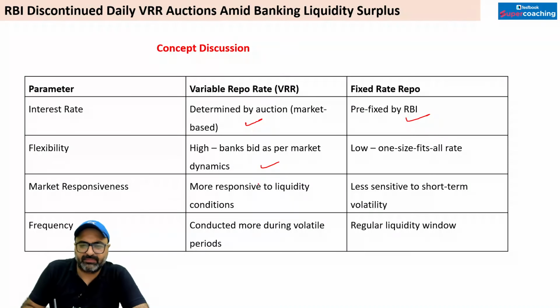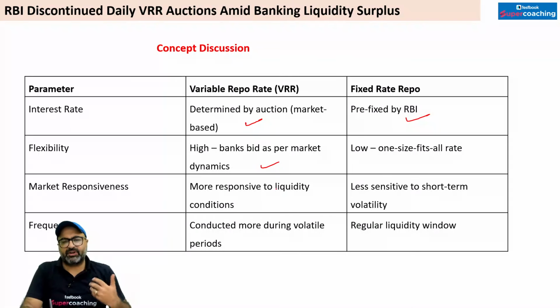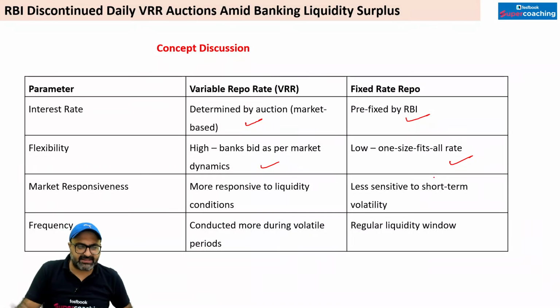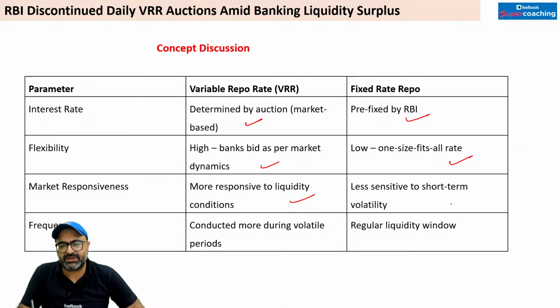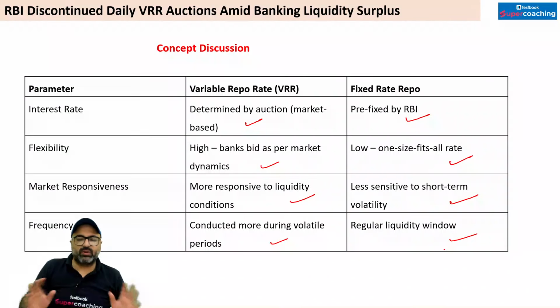Flexibility is high. Why is it highly flexible? Because banks bid as per the market dynamics. On the other side, flexibility is low in the fixed repo because there is only one size that fits all. Market response: VRR is more responsive to liquidity conditions, while the fixed repo is less responsive to short-term volatility. Frequency: VRR is conducted more during volatile periods, whereas the fixed repo is a regular window which is available.